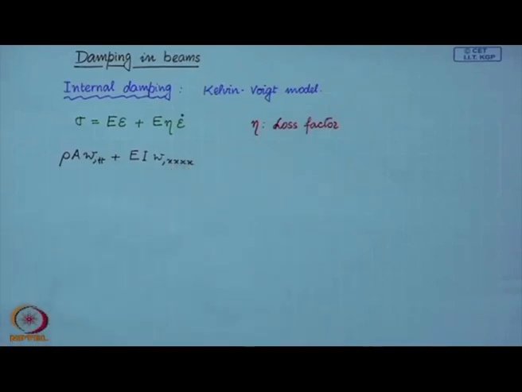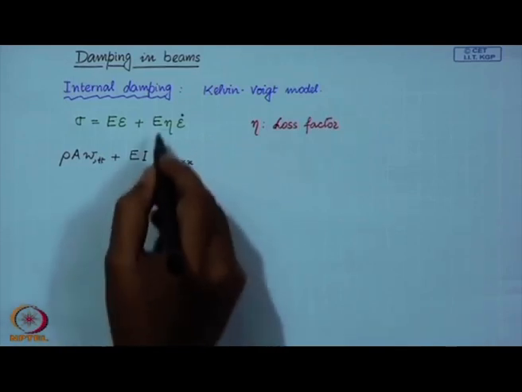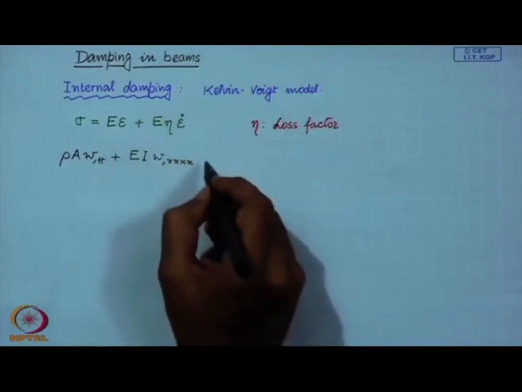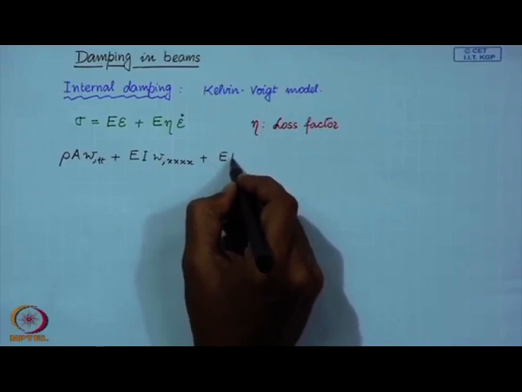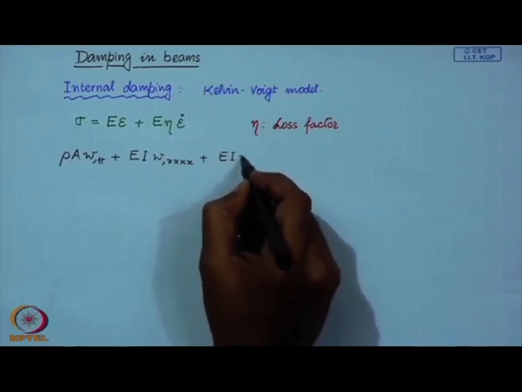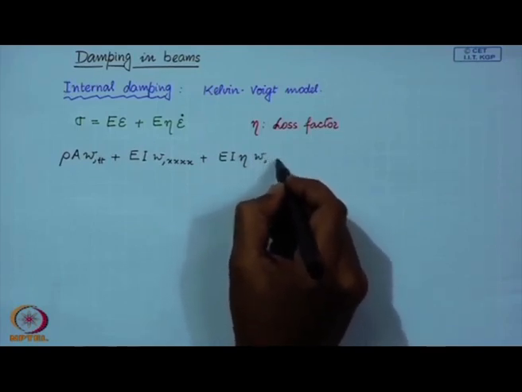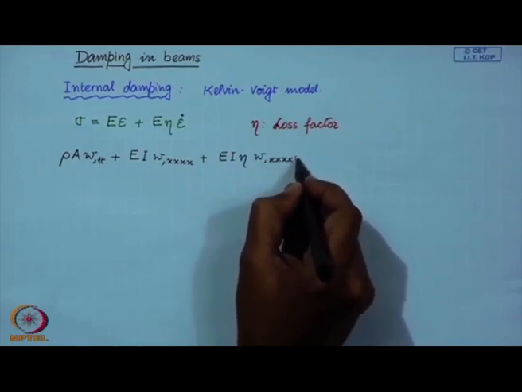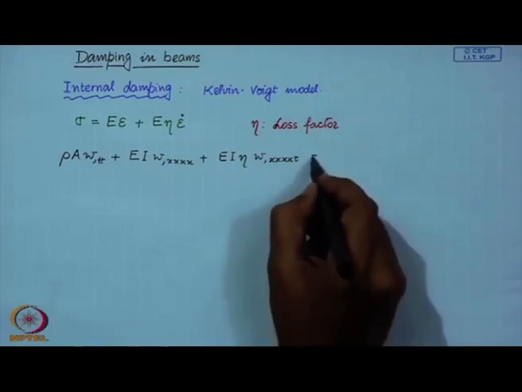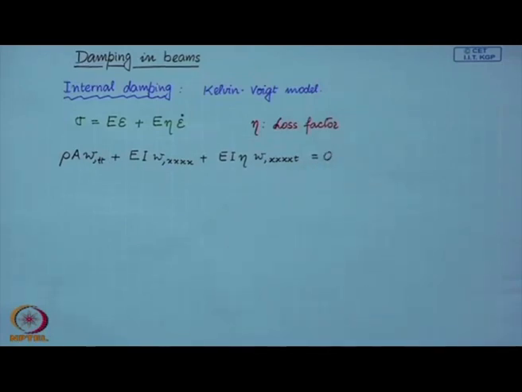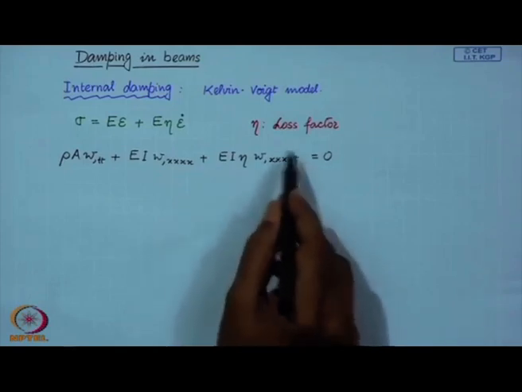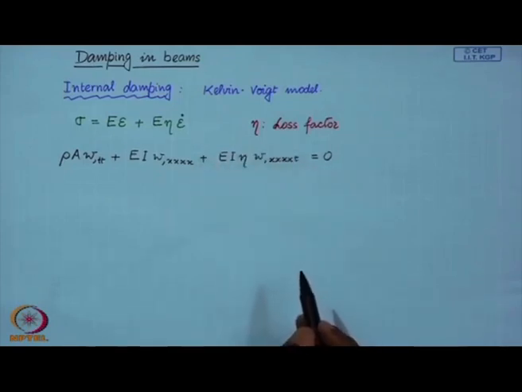So, these are the two terms that we already have in the Euler-Bernoulli beam. Now, because of this additional term, you can expect that there is going to be a new term because of internal damping.